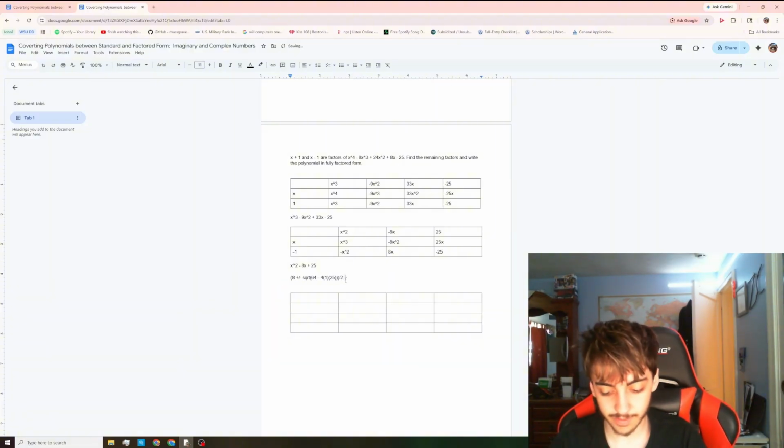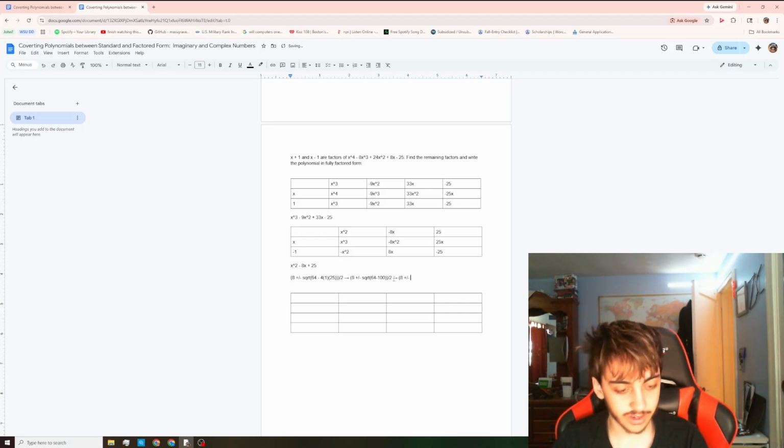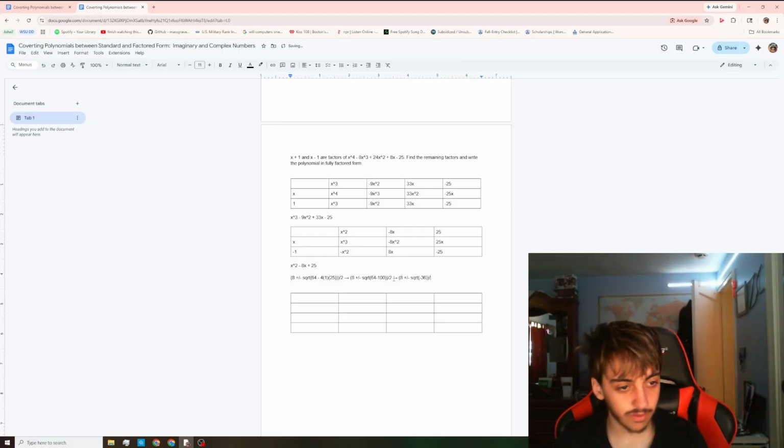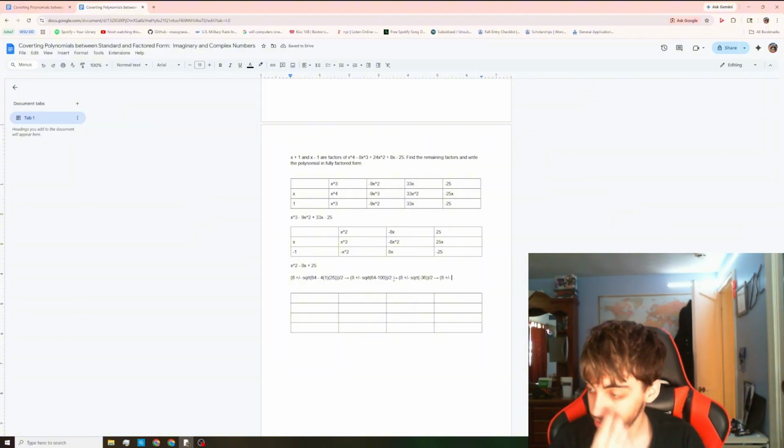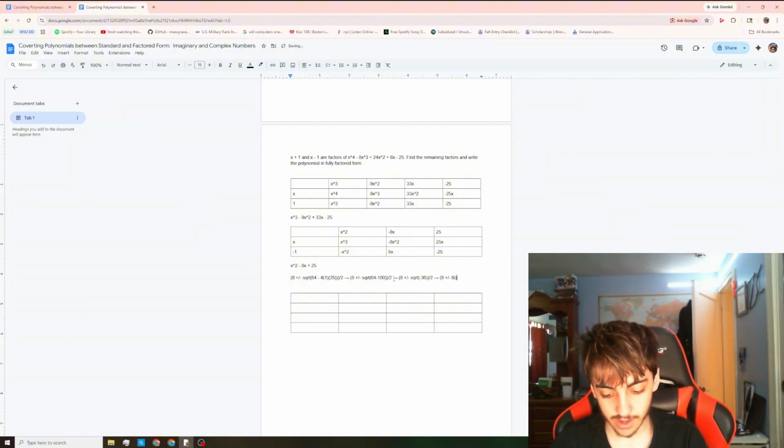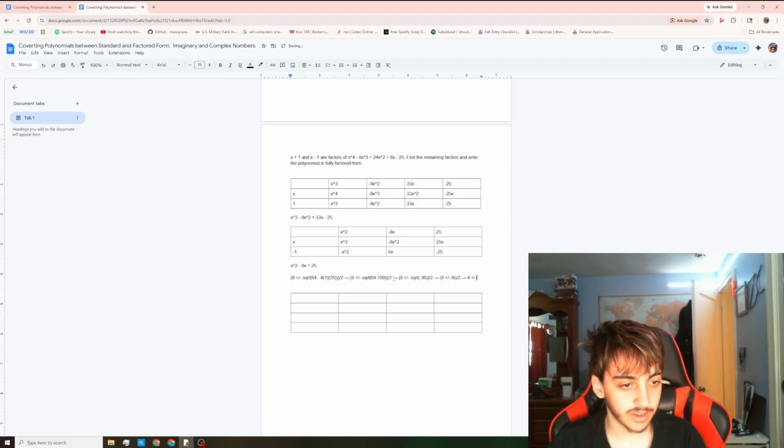So that's going to become 8 plus minus the square root of 64 minus 100, and that's still going to be all over 2, which means this is going to become 8 plus minus the square root of negative 36, and that's still going to be all over 2. That's going to mean we got 8 plus minus the square root of 36 is 6i, all over 2, and that can become 4 plus minus 3i.